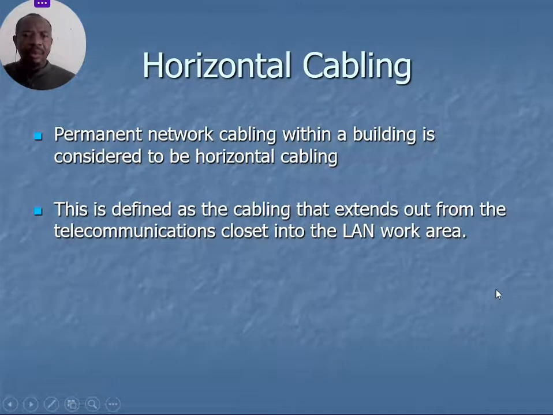Horizontal cable. When we talk about horizontal cable, we say it is the permanent network cable within a building. All the permanent cable that you use to wire your building is called horizontal cable. This is defined as the cable that extends from the telecommunication closet into the LAN work area. It extends all the way from your telecommunication closet, which we are going to describe right now, to your work areas. They are all called horizontal cable.